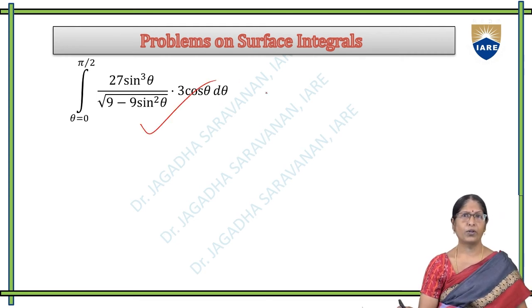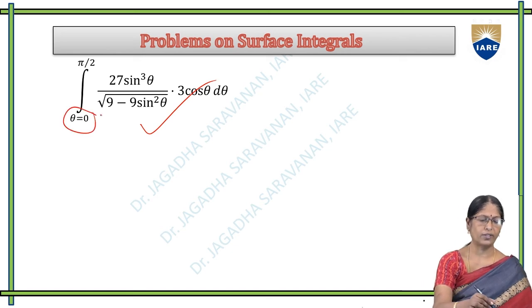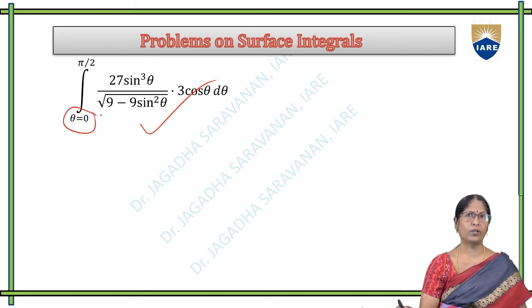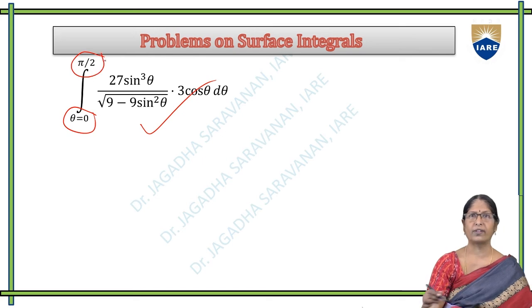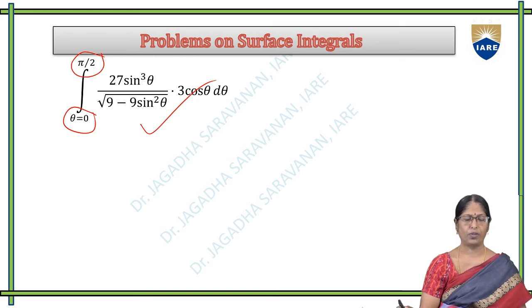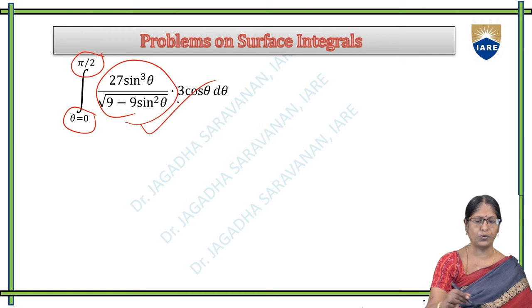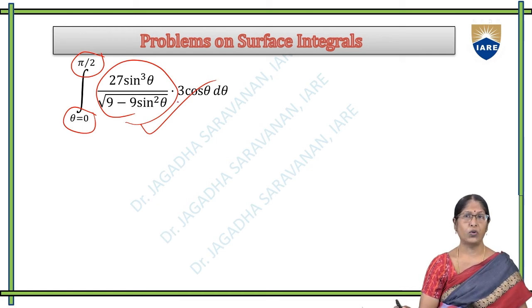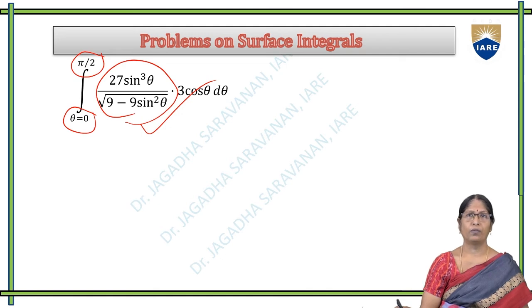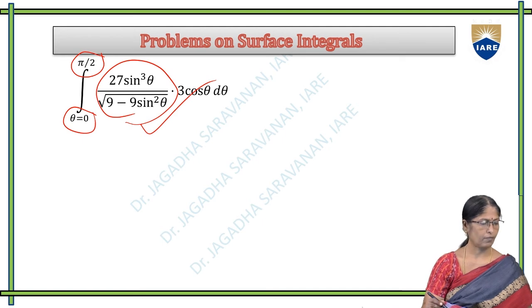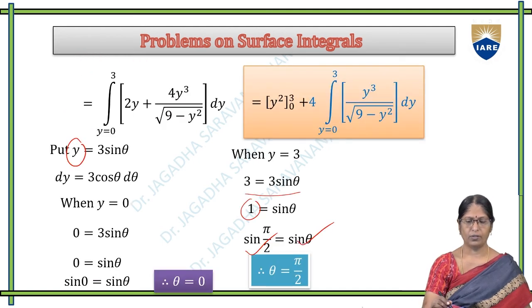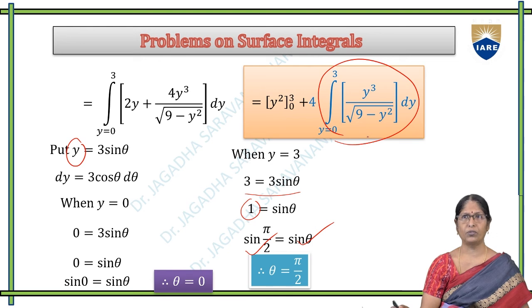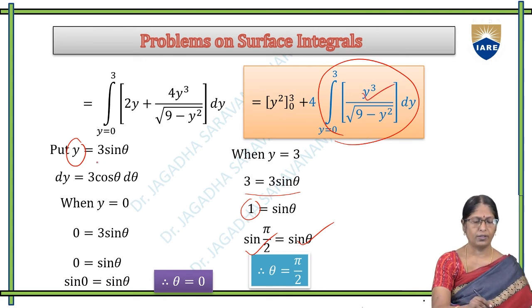So when y equal to 0, we got the result theta equal to 0. When y equal to 3, we obtained 90 degrees, that is pi by 2. Here we will substitute, since it is y cube, y equal to 3 sine theta, which we have taken. In this place we are going to substitute, that is, y place we are substituting this one.